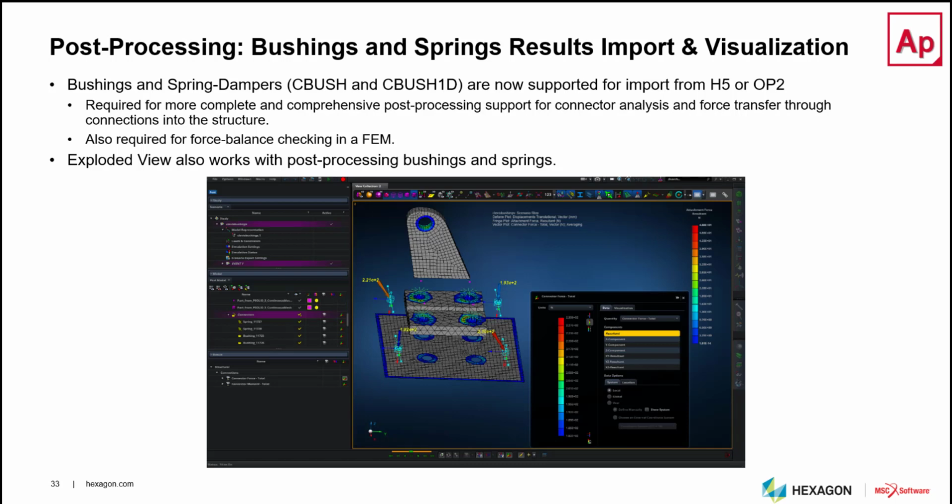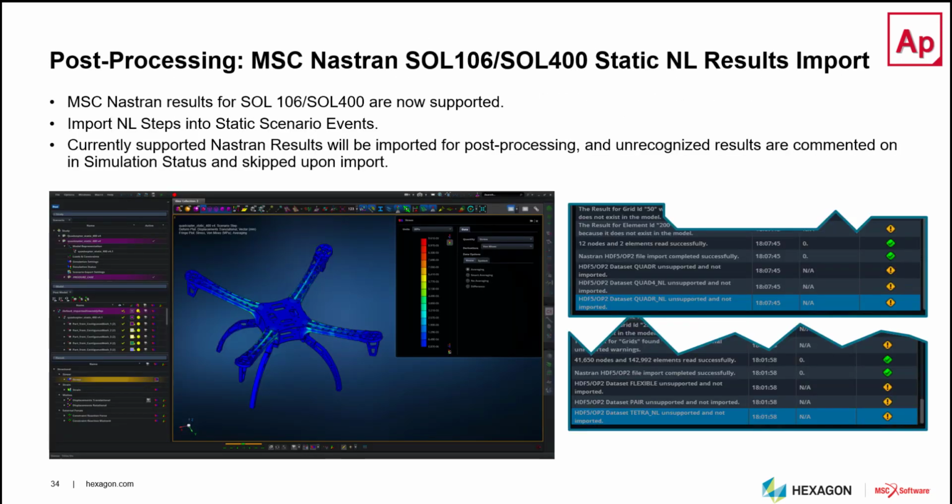Another gap that's closed is the ability to post-process a C-bush. You now have the ability to visualize and do a force balance inside of MSC Apex, and you can visualize and post-process both in the exploded view, which is just really cool, or in the normal view, where you can post-process these bushings and find the connector forces inside of it. And again, that works for HDF5 and OP2 as well.